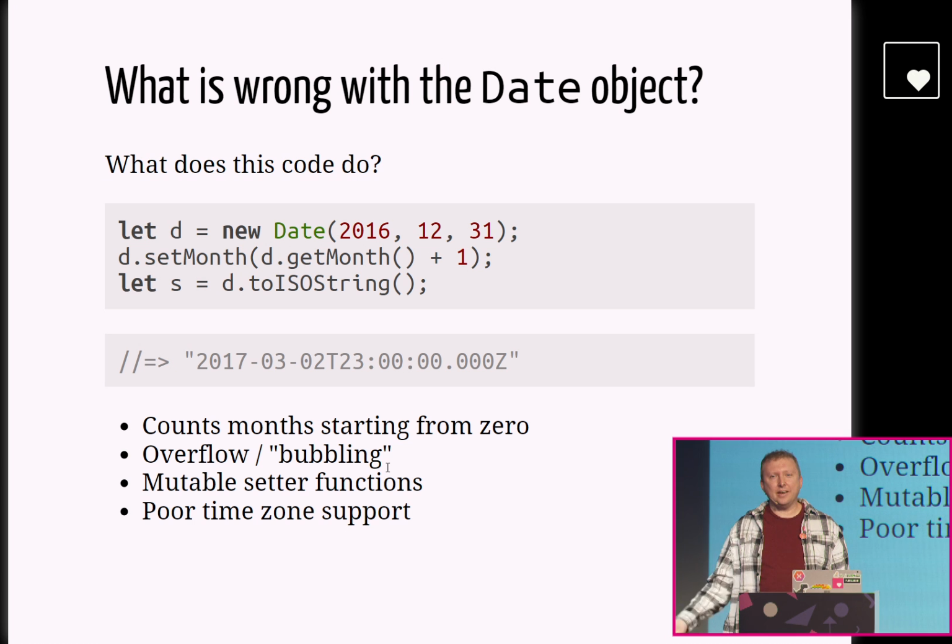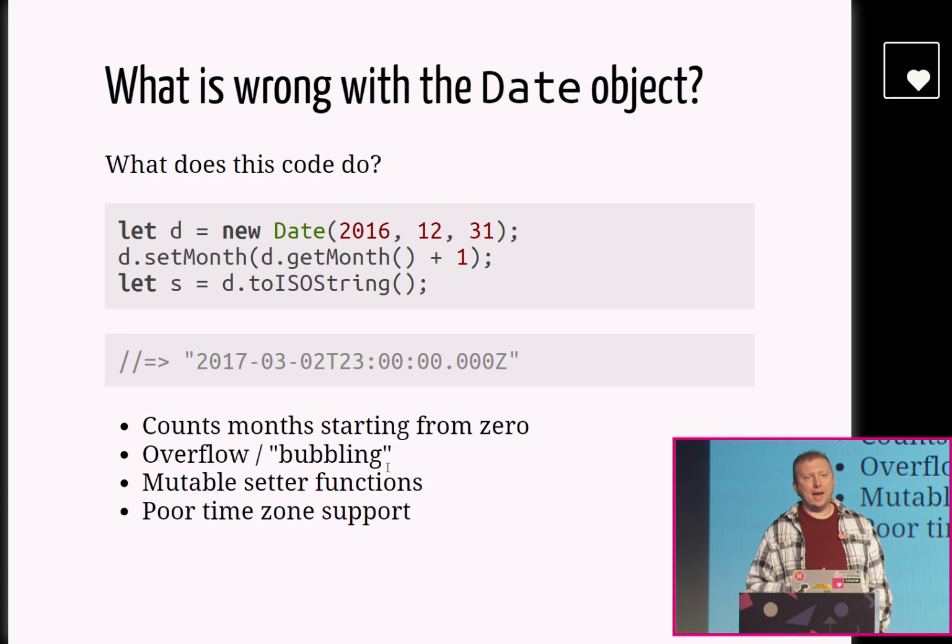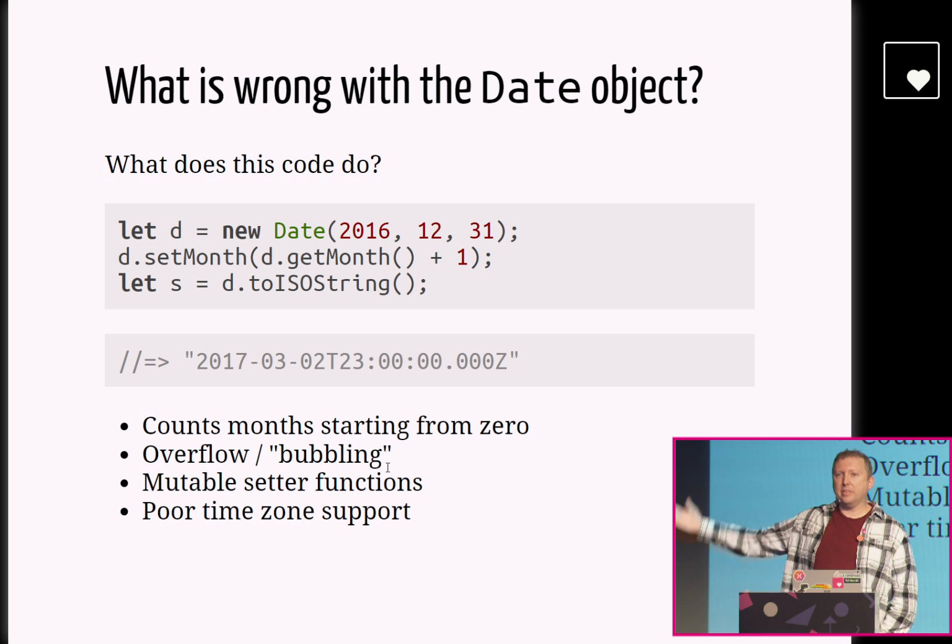Date in almost any other language is a value type. It's immutable. It doesn't change once you create it. If you add a month, you have a specific method. Add a month, and you get back the one with the month added.